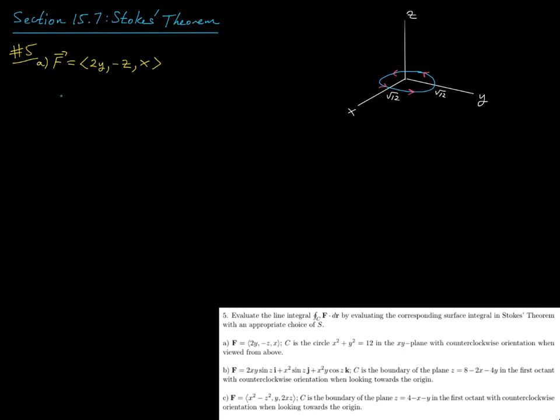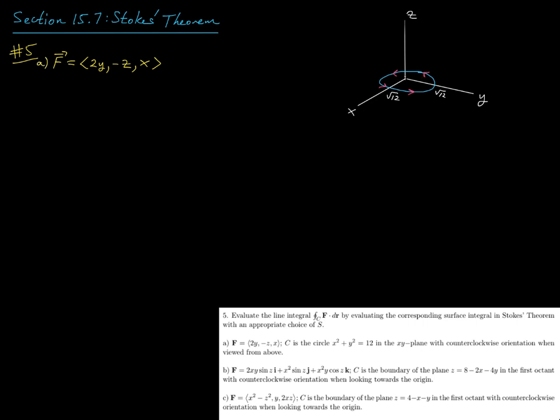All right, question 5 says to evaluate the line integral of the vector field F over the curve C by evaluating the corresponding surface integral in Stokes' theorem with an appropriate choice of surface S. Part A, our vector field F is ⟨2y, -z, x⟩, and C is the circle x² + y² = 12 in the xy plane with counterclockwise orientation when viewed from above.